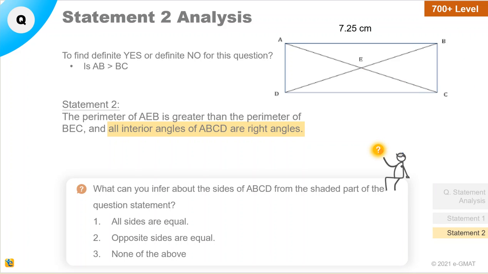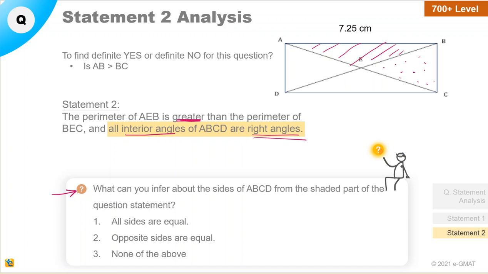Statement 2 says that the perimeter of AEB, so this triangle here, the perimeter of AEB is greater than the perimeter of BEC, where this is the other triangle. So we're comparing their perimeters, and we are given that all interior angles of ABCD are right angles. Let's first try to process this information here. First of all, try to answer this question while I wait for you.